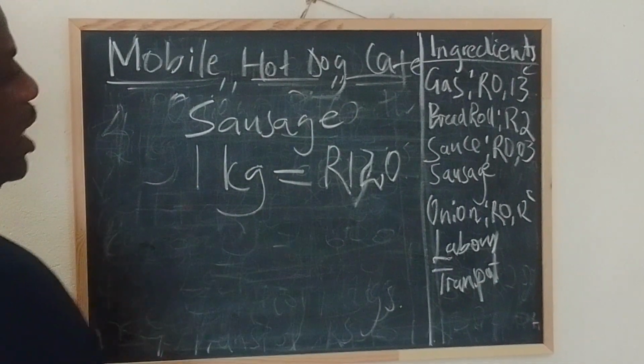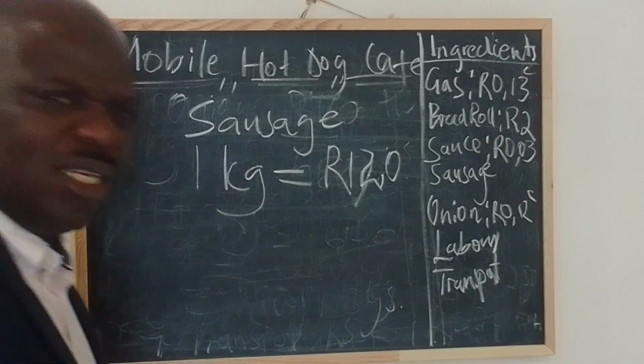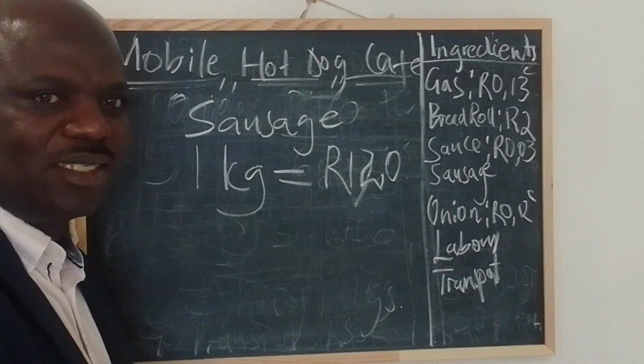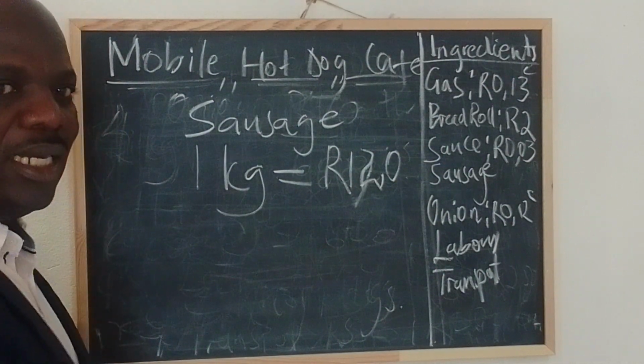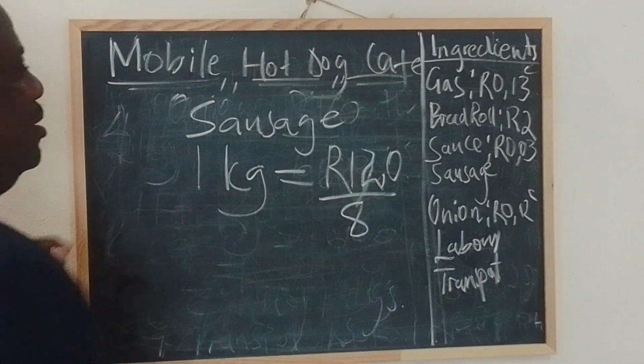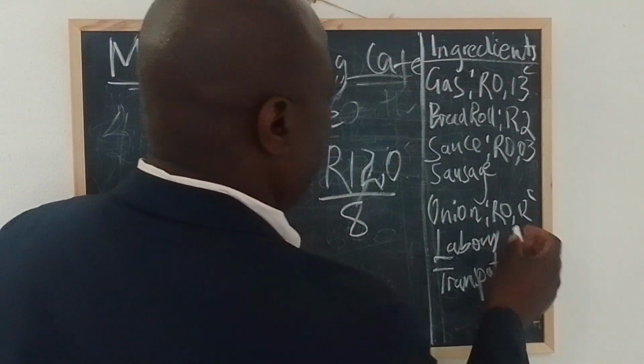And let's suppose here that 1 kg can give us how many sausages roughly? What is an educated guess? Let's say 8. Let's put it at 8. And then you will work with the actual amounts. We are just doing this for training. 120 divided by 8 hot dogs. It is costing us 15 rands.